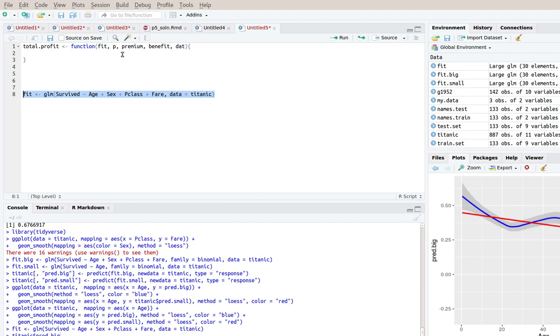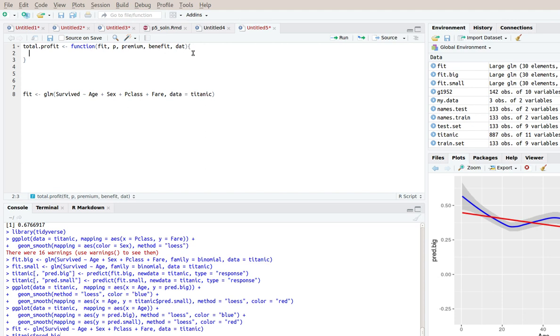So the fit is going to go here, and then we'll set the threshold. If the predicted probability for that person is below 60%, for example, you just would not sell them insurance. And then the premium is how much they pay you. The benefit is how much you pay out in case they die. And that is the data. We'll just use the Titanic as well.